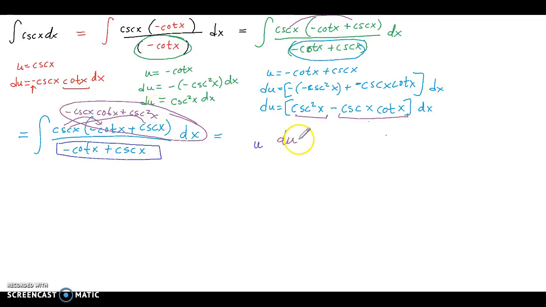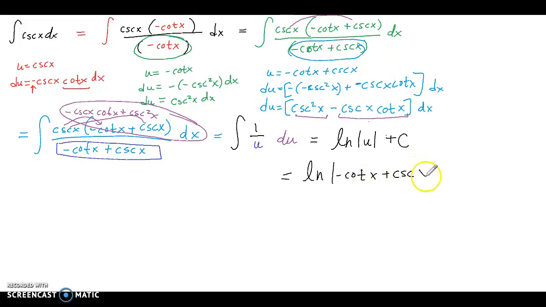So I have du. I don't have anything left in the numerator, I just have a factor of 1, so I'm going to integrate 1 over u du, which would be equal to ln absolute value of u plus c. So in this case, our function is equal to ln absolute value of negative cotangent x plus cosecant x plus c. And that will work for any domain as long as the domains match. So make sure when you're using this formula that the domain here in the beginning matches the domain here at the end.